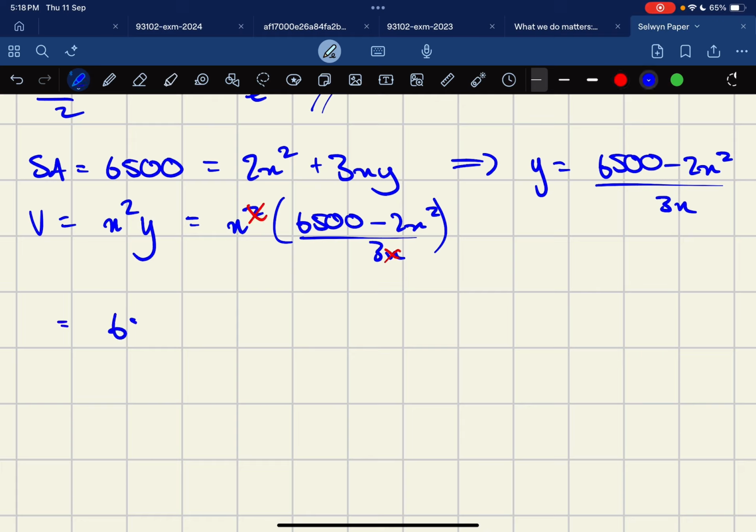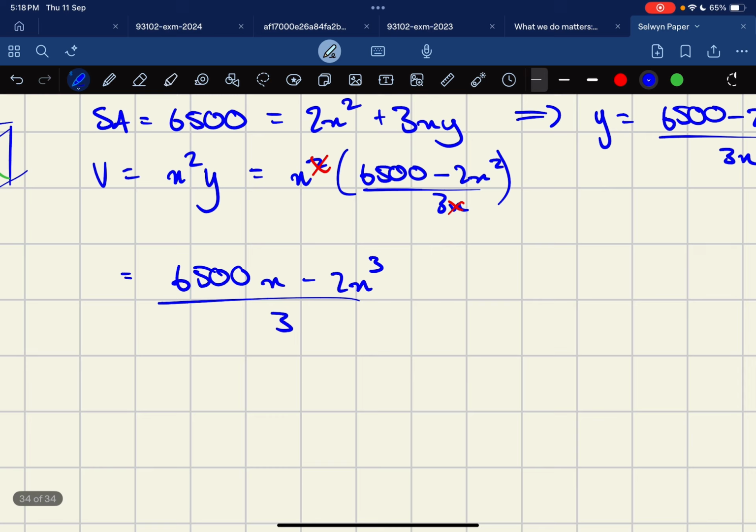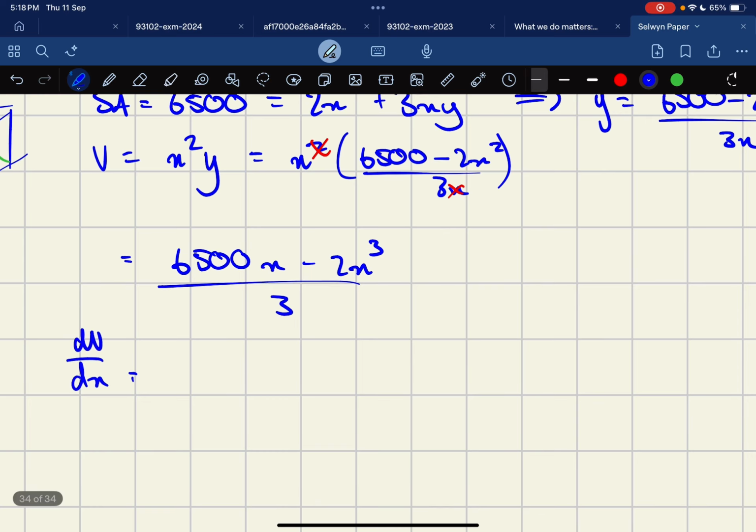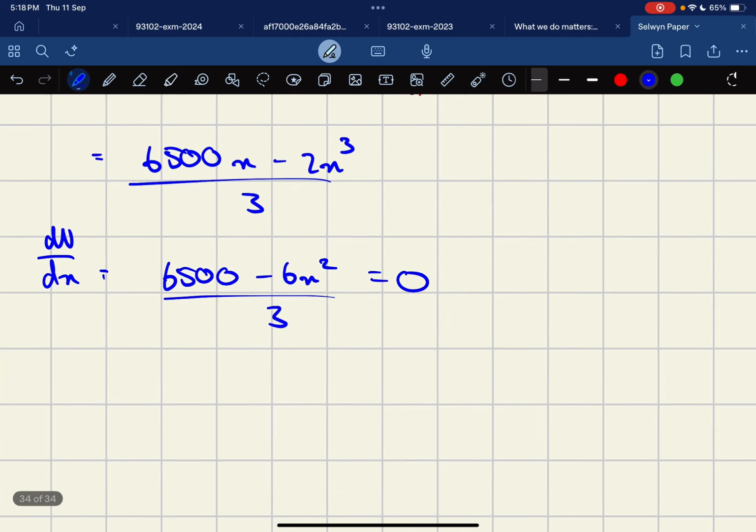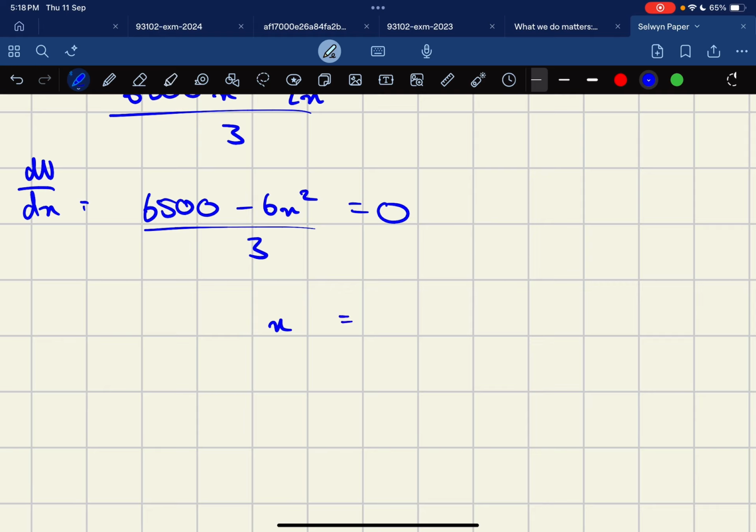And then you can rewrite this as 6,500x minus 2x cubed over 3. So we can find the derivative of the volume with respect to x as 6,500 minus 6x squared over 3. Set this equal to 0 and then solve for what x value it is. So you can multiply the 3 to the other side, and this is equal to 6,500 over 6, and then square root that. And what do you get? Well, 6,500 over 6 and square root that is equal to 5 root 390 over 3.